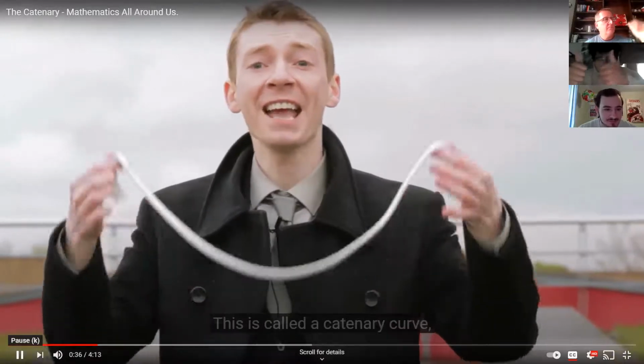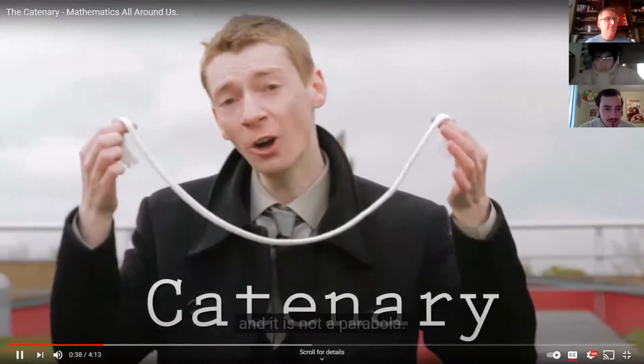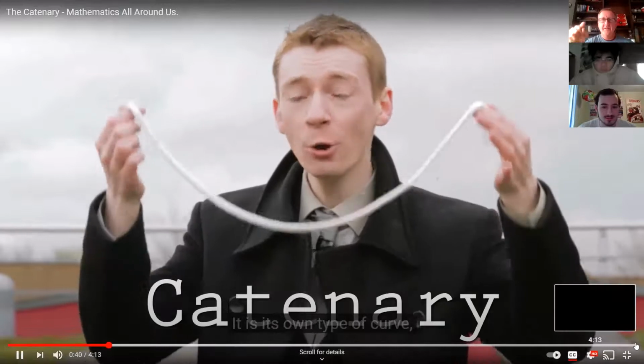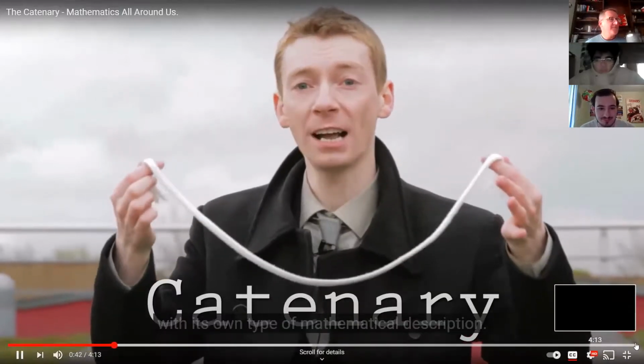It forms a curve called a catenary curve, and it is not a parabola. It is its own type of curve with its own type of mathematical description.